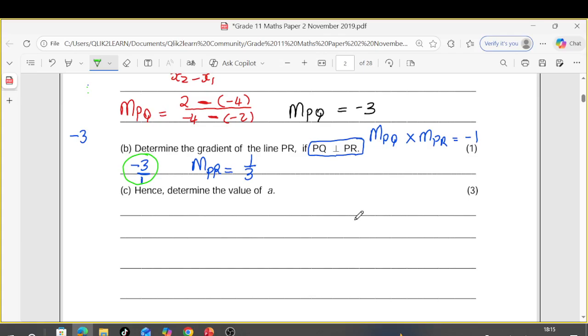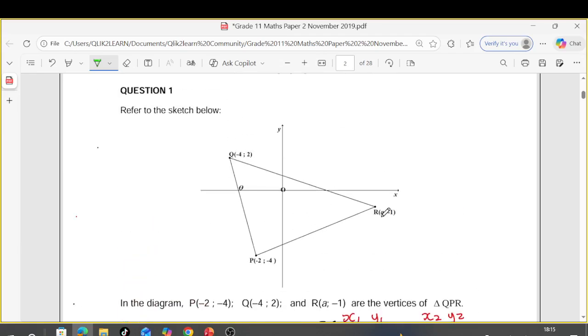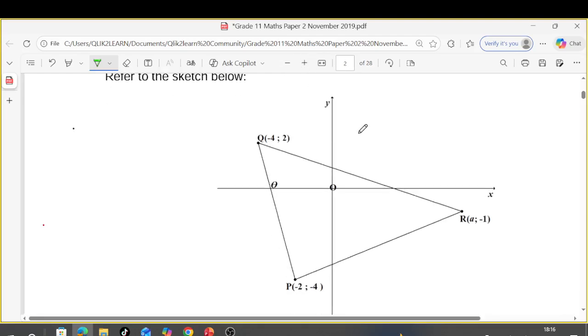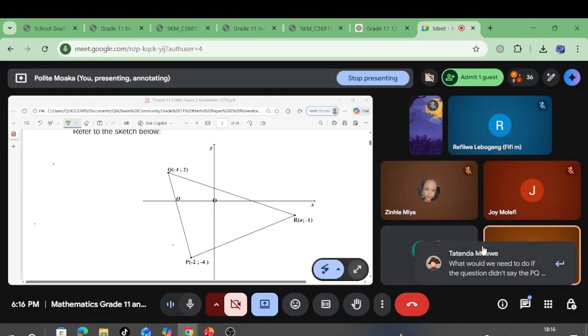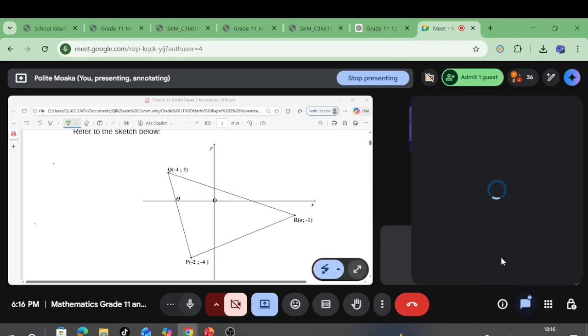So now, what we're going to do, we're going to determine the value of A. Let's go back to the graph. Let's look at this question. I'm just going to leave you guys to think, because they said hence or otherwise. Now they want the value of A. Can someone tell us, how can we find the value of A? I just want to hear what we will need to do. Let me see, there's a comment here.